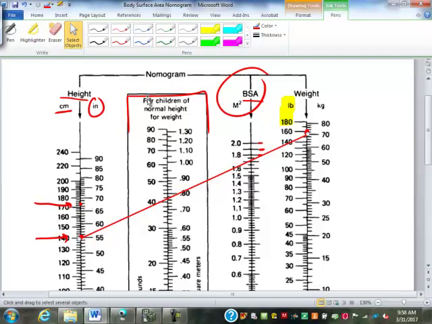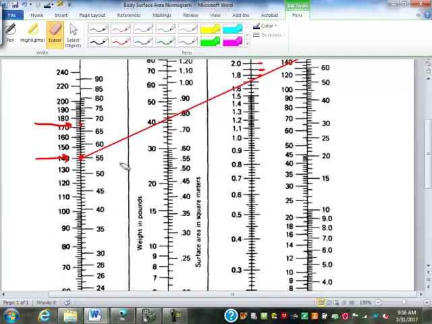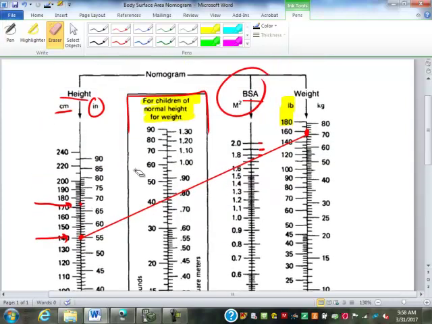Okay, what about this chart in the middle? Well, it says for children of normal height for weight. In other words, are their height and weight proportional? If they are of normal height and weight, all we need to use is their weight in pounds. And we can estimate their body surface area.